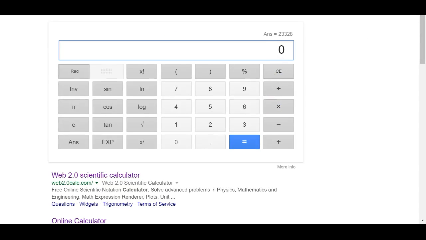Actually, let's take that previous answer. I think I can just press answer here, and that will multiply it times that number up there. Times 6. Yeah, there we go. 139,968.